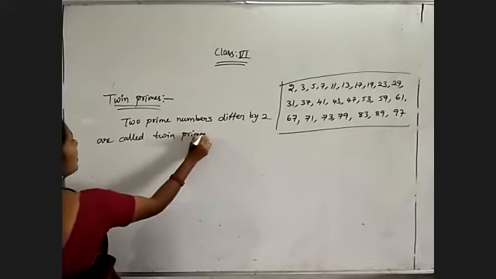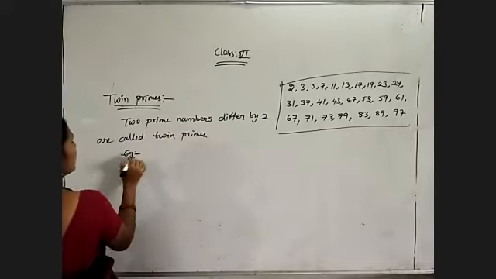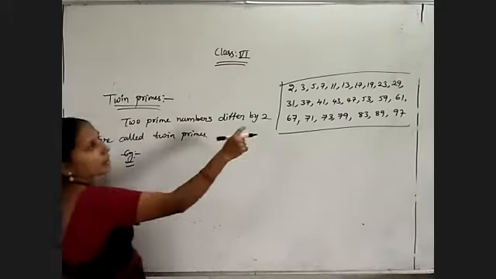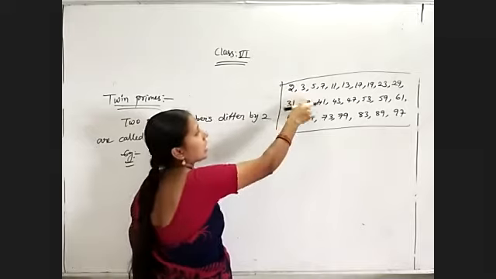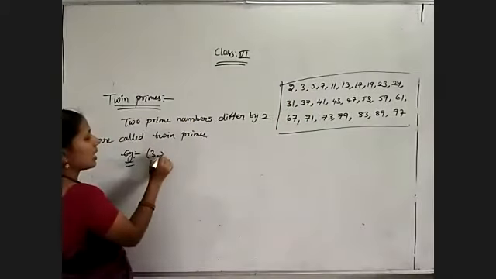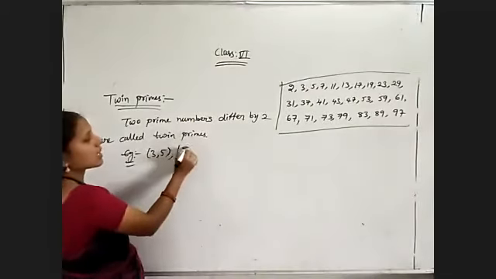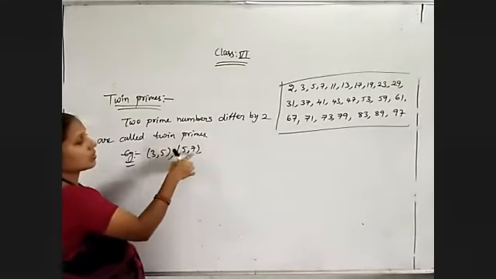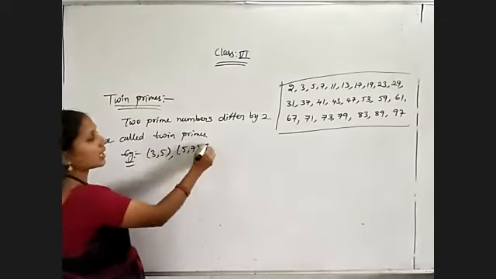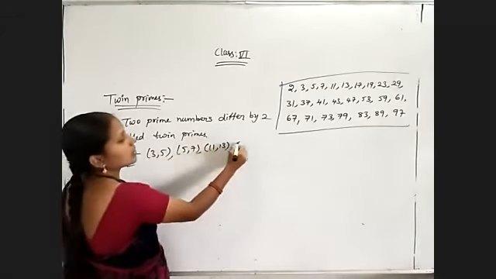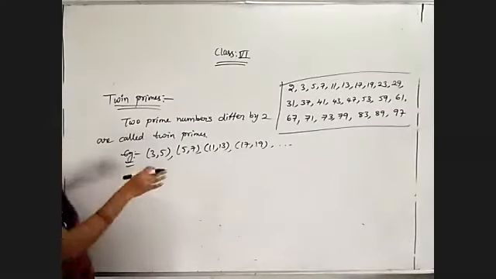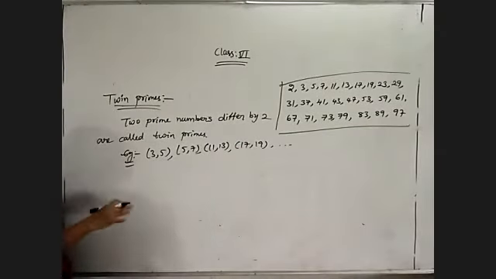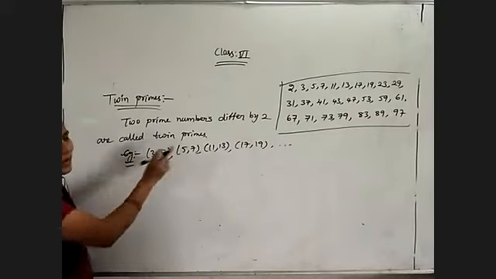So for example, take the pair 2 and 3. How much is the difference? 1. So these two are not a pair. 3 and 5 are twin primes, and 5 and 7, the difference is equal to 2. 7 and 11, the difference is 4. 11 and 13, 17 and 19. Like that we will get the twin primes. We will get many pairs. These are some of the twin primes. Always select prime numbers only.